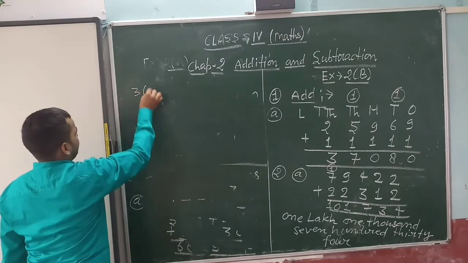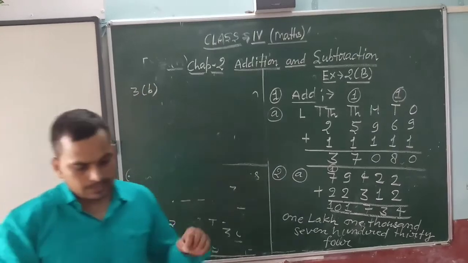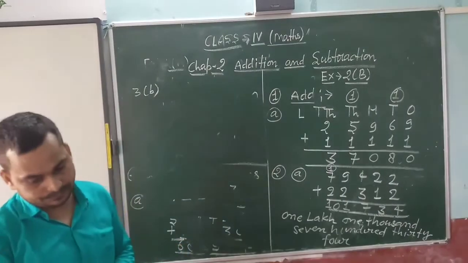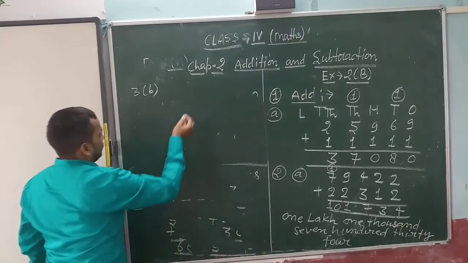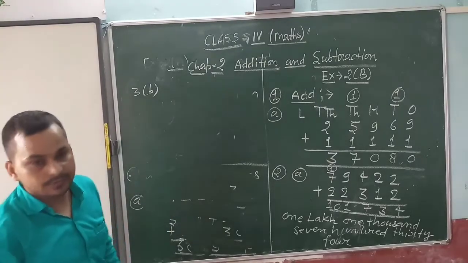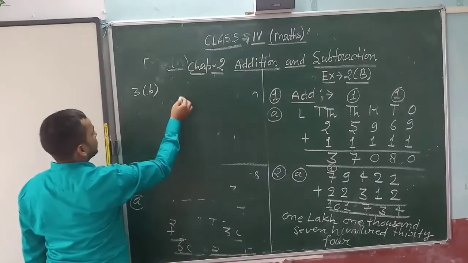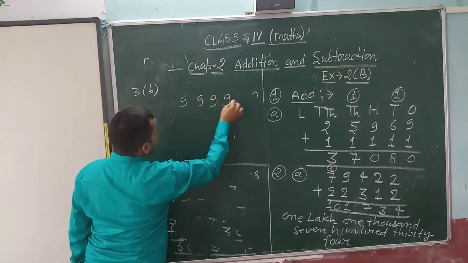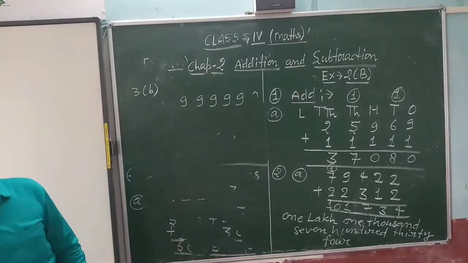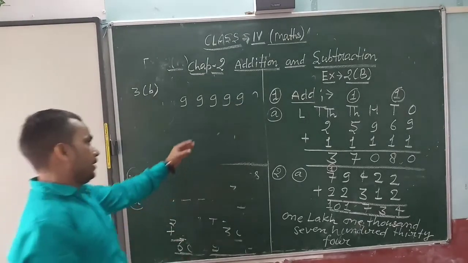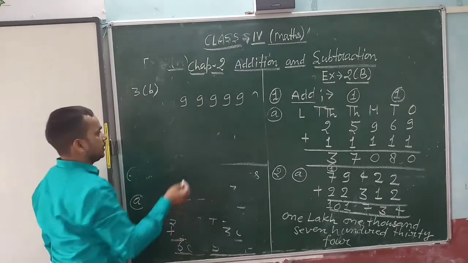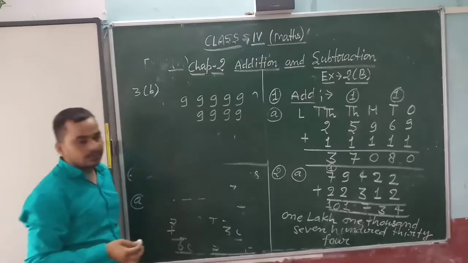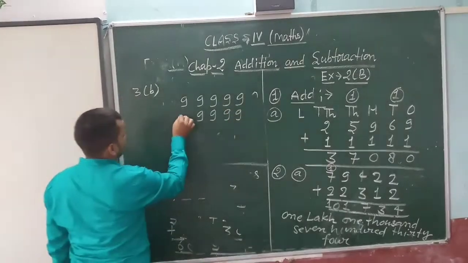Question number 3b. The greatest 4-digit number and the greatest 5-digit number. So we know the greatest 5-digit number is 5 times 9, and the greatest 4-digit number is 4 times 9. Then we have to add both numbers.